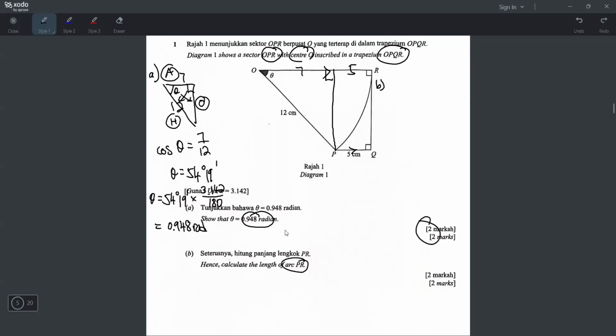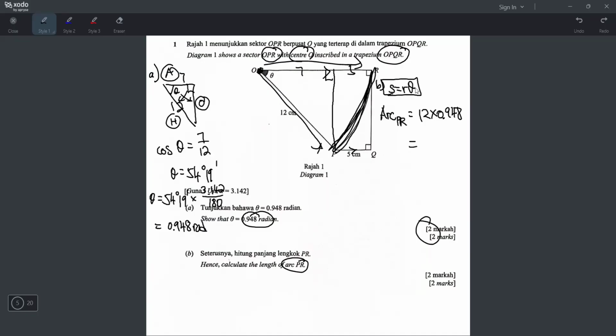B says calculate the length of arc PR. So you have to use the formula for arc, and the formula is S equals R theta. S stands for arc. So the arc PR, and we need the radius and the angle. The PR is this, right? This is the arc PR. And for us to use the R theta formula, we need to look from the center. The center is O, right? So what is the radius? 12 cm, right? And what is the theta in radian? 0.948, because this theta is 0.948. And remember, whenever you use this S equals R theta formula, the theta has to be in radian.